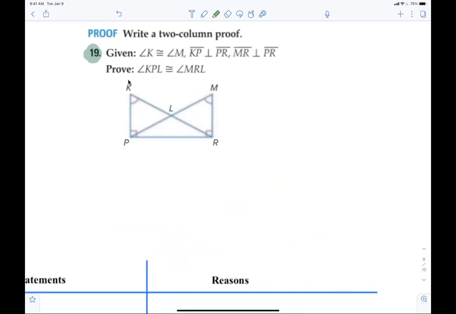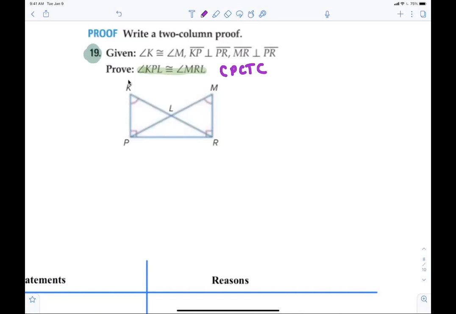Do you agree with me here that angle KPL is congruent to angle MRL? That's what we're trying to prove, right? So what statement is going to go with that? Come on, everybody should be able to tell me now. CPCTC. If you're trying to prove an angle or a side, you're probably going to use CPCTC. So your objective is to figure out two triangles that are congruent. And once you find the two congruent triangles, then their parts are congruent. That's what you're working on.